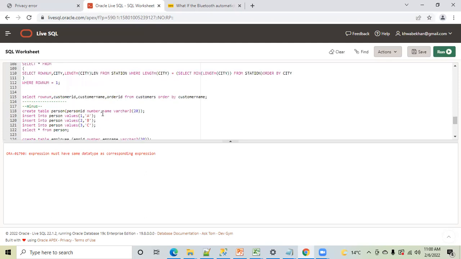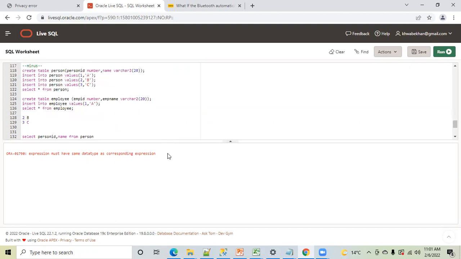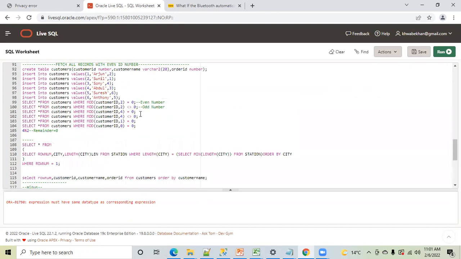I have one question. Like here you have used minus. In case we are using a join, then it will not matter now? In joins again, if you are joining two columns, they must have the same data type there as well. You cannot do joining with two different data types.